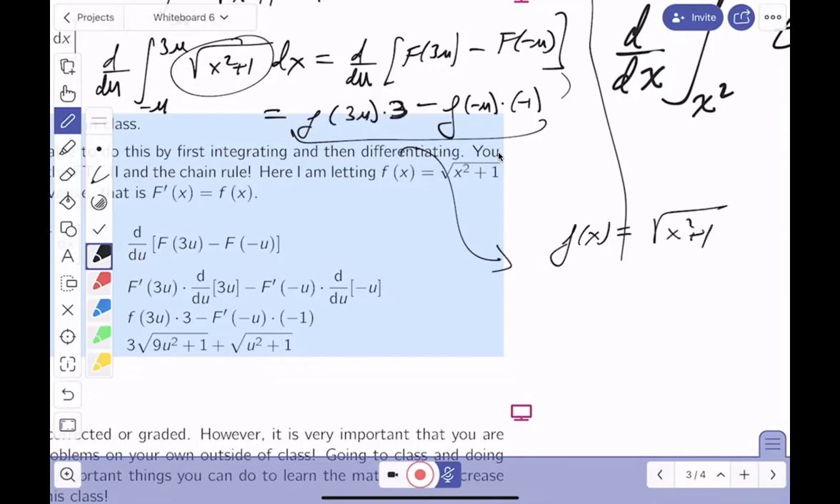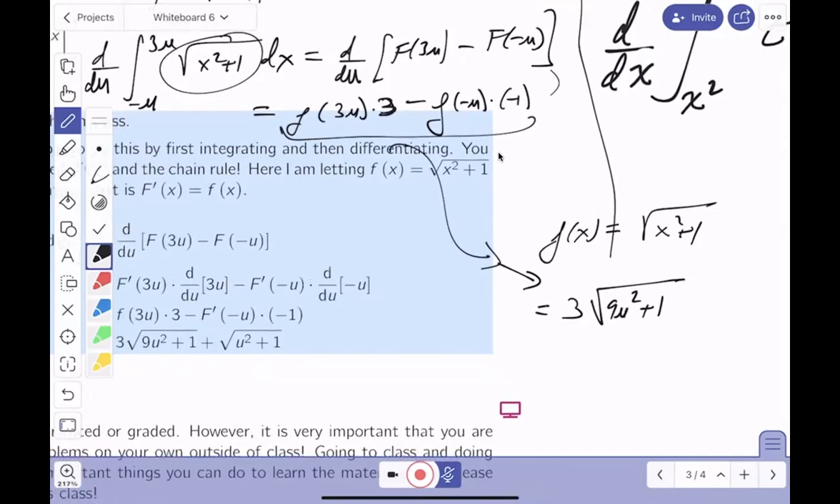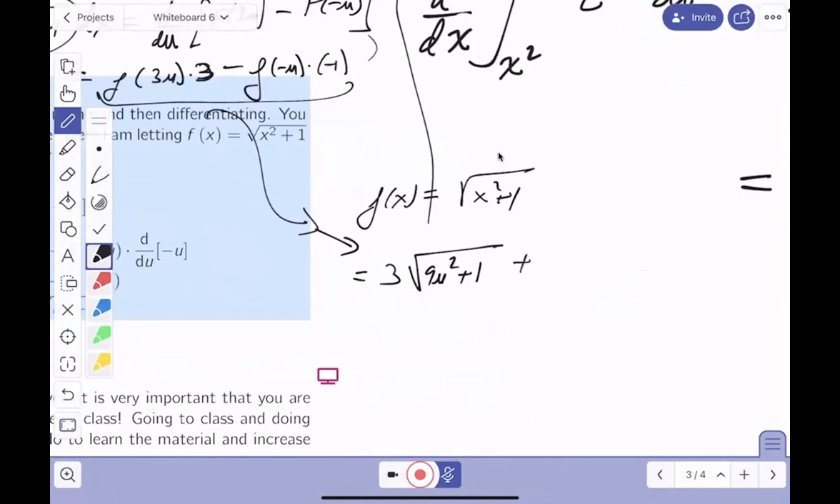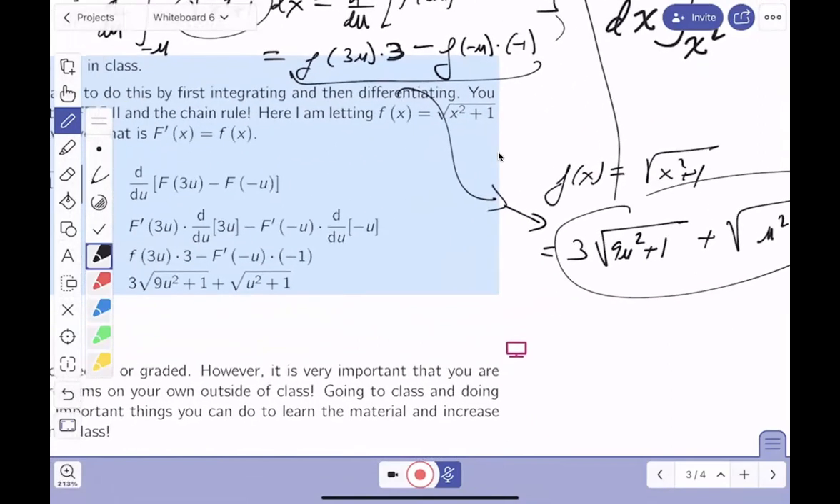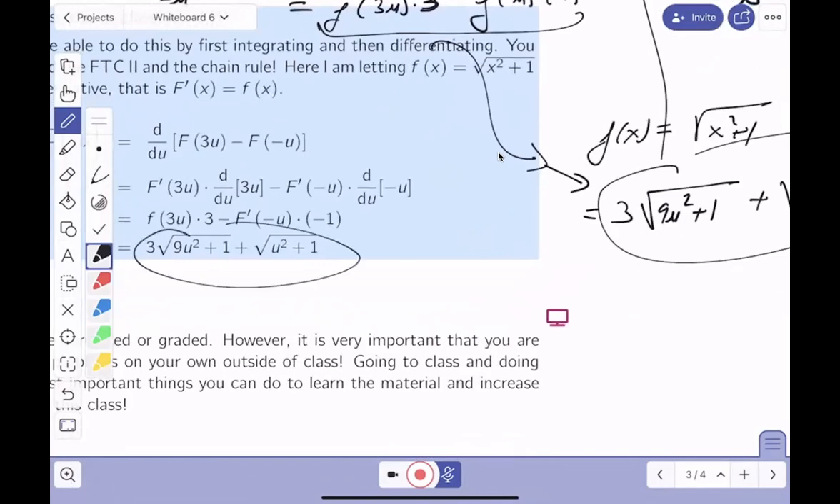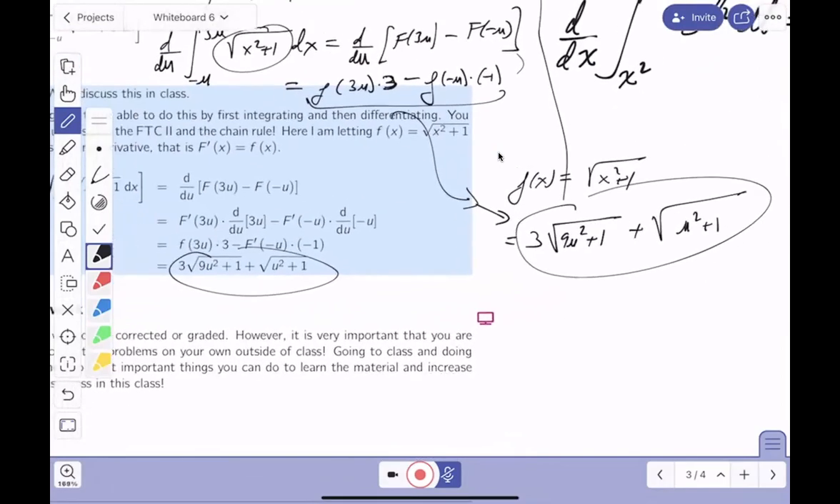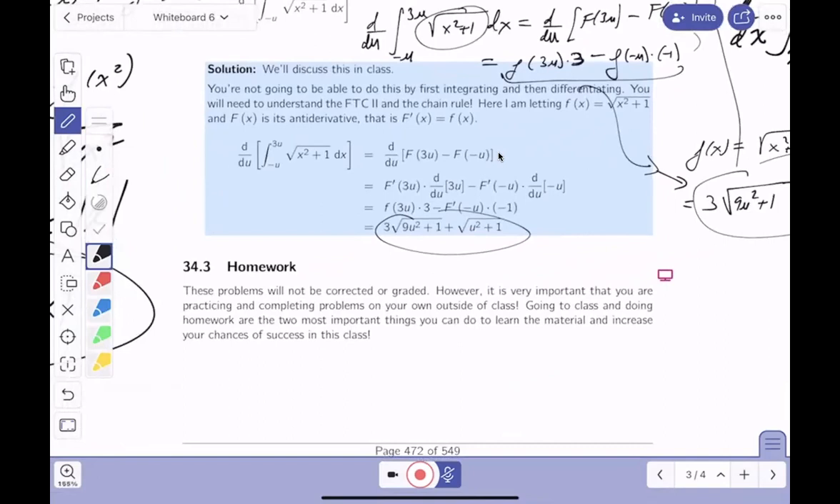So this guy over here, let me put him over here, is equal to, let's see, 3. And 3u squared would be 9u squared plus 1. And what do you get now? You get plus, because minus and minus is a plus. And then when you do plug in minus u, what do you get? U squared plus 1. That's the final answer. Again, it's right over here for you. All right, see if we got that right. Yeah, we did okay.